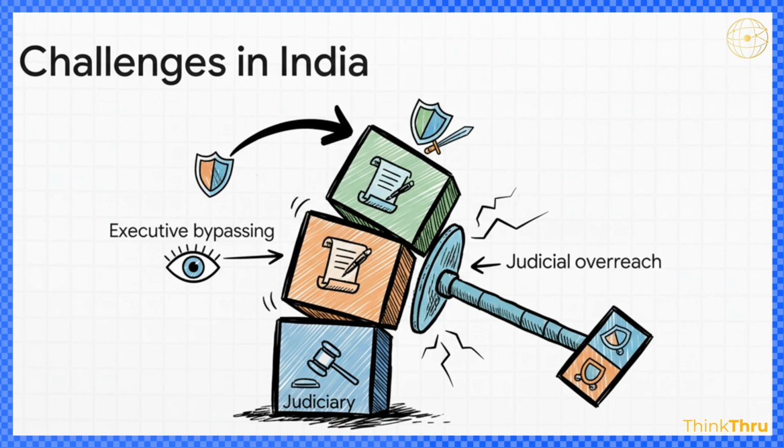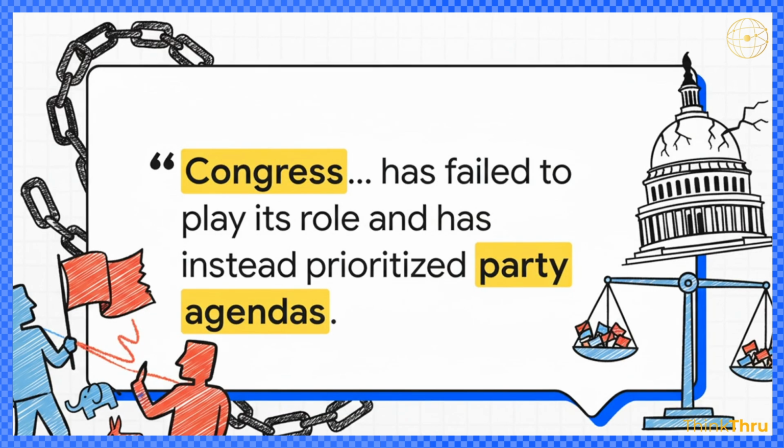You have the judiciary sometimes getting accused of overreach, making policy from the bench. And then you have the legislature finding clever ways to shield its laws from judicial review. Each little thing erodes that delicate balance. And in the US, you've got a different kind of challenge, but it's just as serious.